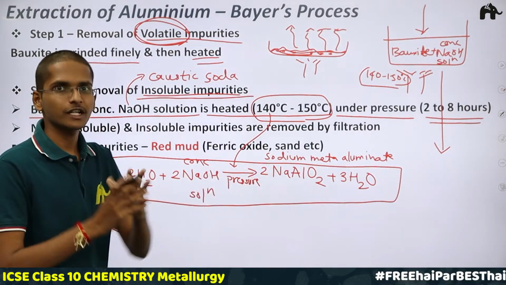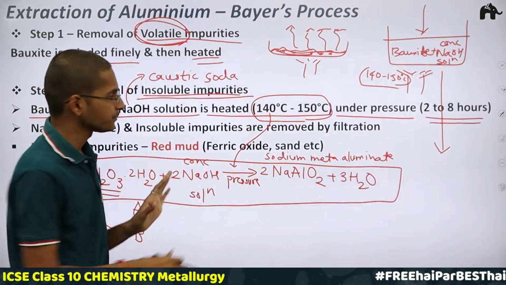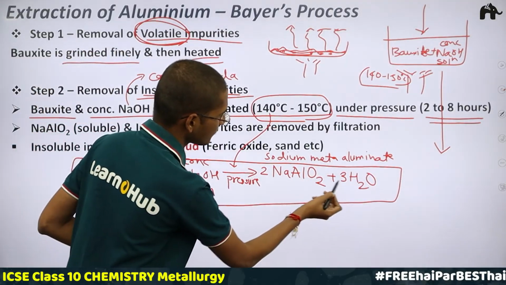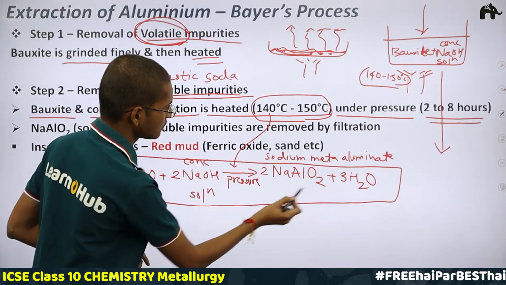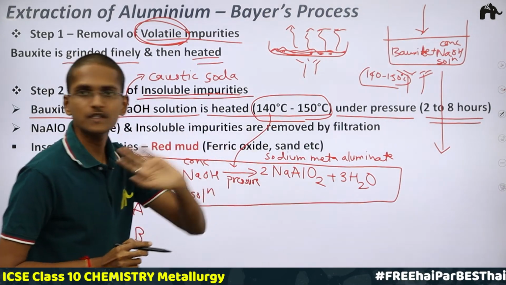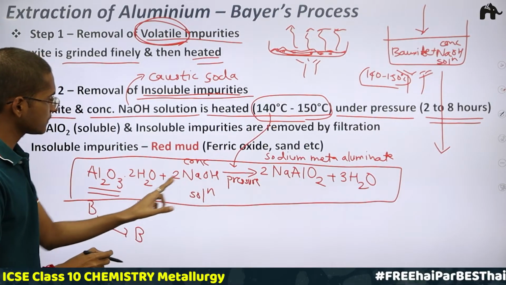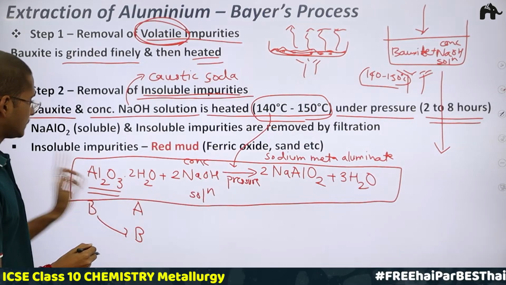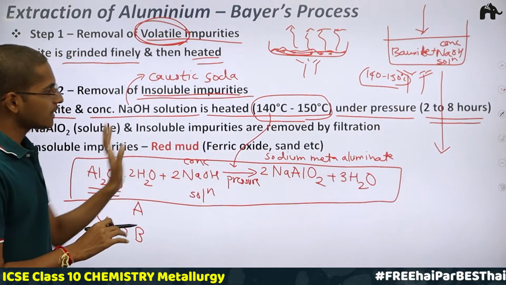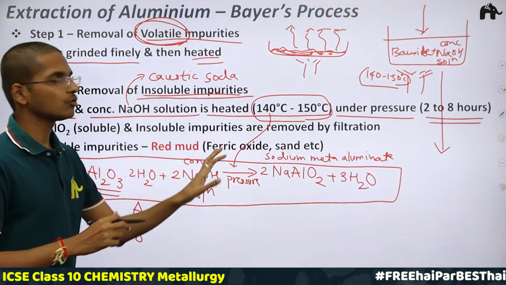If it is balanced, well and good. If it is not balanced, then I would try to balance it. So see, 3 oxygen here, and then 2 oxygen, 4 oxygen. So 4 oxygen plus 3 oxygen, 7 oxygens. So here 2 oxygen, and then 2 oxygen, 4 oxygen, and then 3 oxygen, 7 oxygen. So it's balanced.